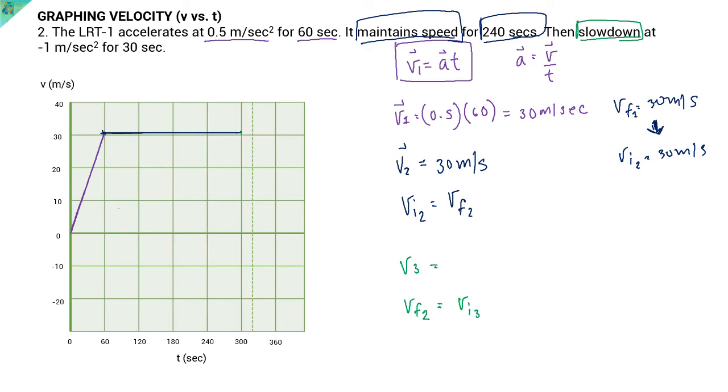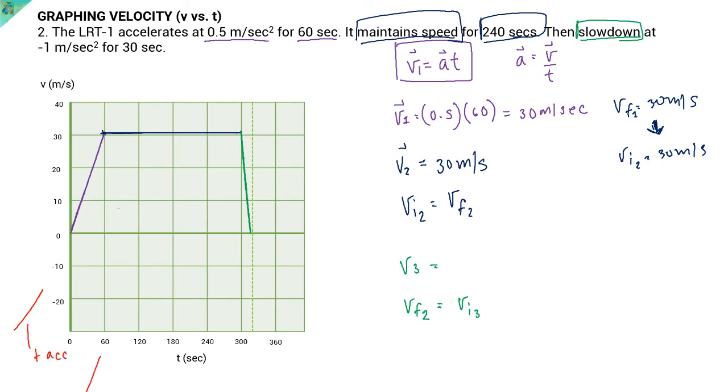It will decelerate papunta dito. And that is now your graph for velocity versus time graph for situation number 2. Now, ano ngayon yung mga meaning ng loob ng graph na to? First, if you have here a straight line moving right, it means that you have a positive acceleration.